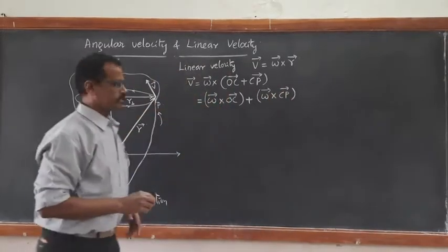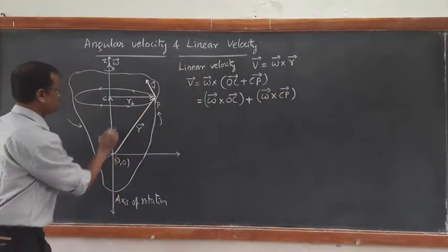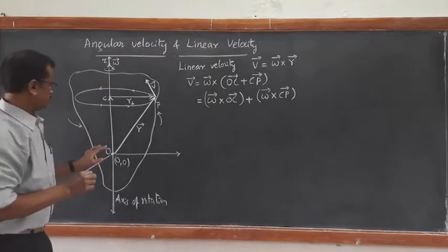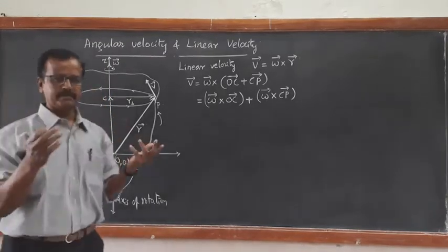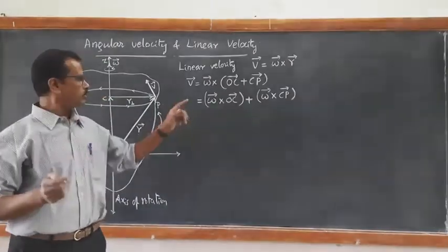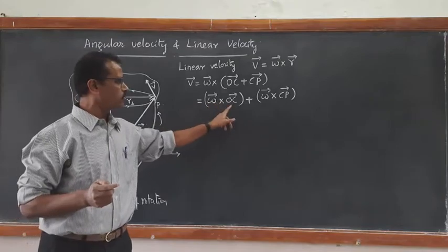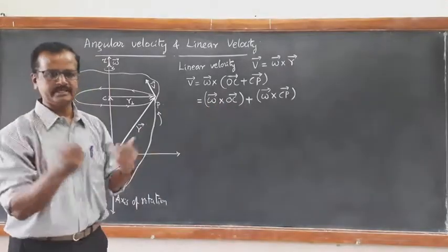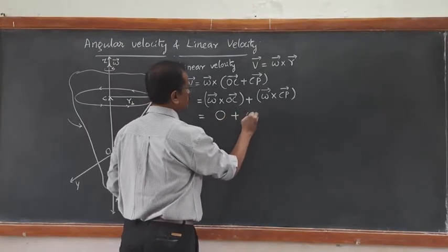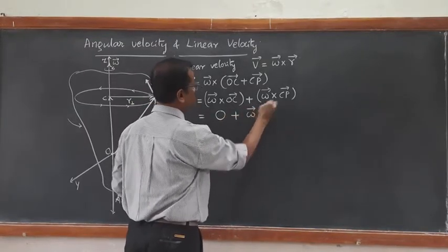Omega cross OC. What does it give? Omega is in the same direction as OC. Being in the same direction, what is the angle between them? The angle between them is 0. So it gives the result omega OC times sine 0, and sine 0 is 0. So omega cross OC gives you 0, plus omega cross CP.